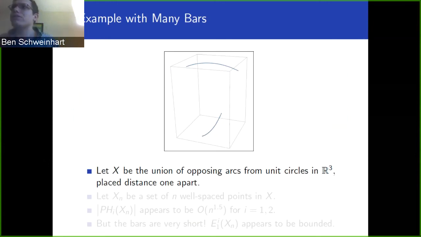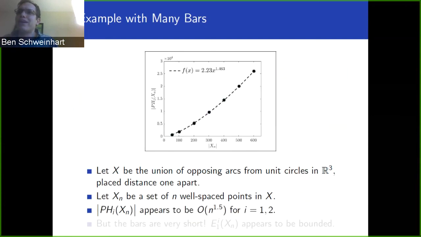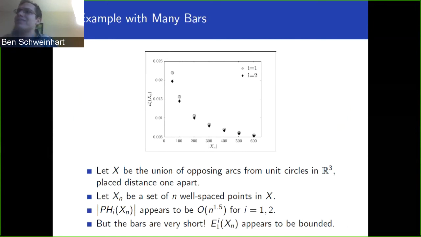And Herbert Edelsbrunner suggested this example where we have two opposing arcs from unit circles in R3, and it appears that even well-spaced point sets have a more than linear number of bars. But all these bars are very, very small. So, at least computationally, it doesn't seem like this gives a counterexample to the conjecture that the persistent homology dimension is less than or equal to the box dimension, i.e. that you don't have a set whose topology appears to scale in a way greater than the fractal dimension.